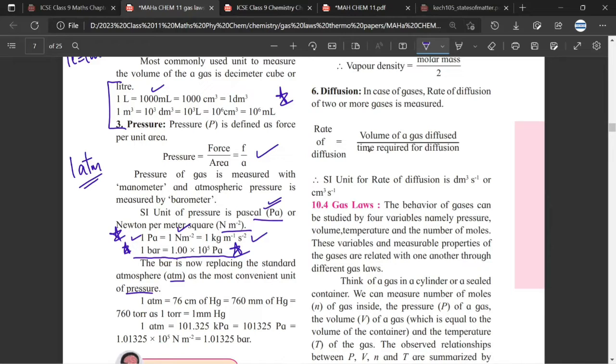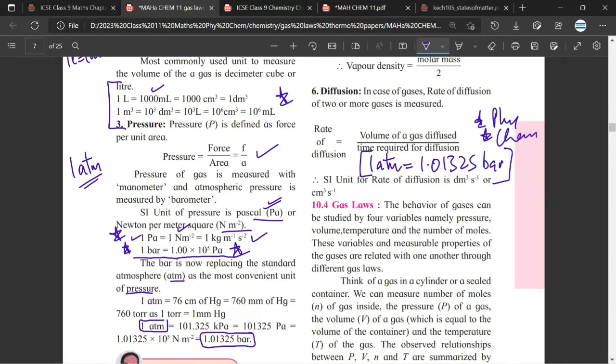And here comes the relation between 1 atmosphere and the number of bars. So 1 atmosphere is equal to 1.01325 bar. This is something that we'll be using in physics as well as in chemistry. In physics, there is the kinetic theory of gases. That is one of the chapters that we will be doing. For example, in Maharashtra board, I think in class 12th, they do. I don't remember in ISC when they do. So when we do this kinetic theory of gases, again, this is the conversion that we'll be looking at.